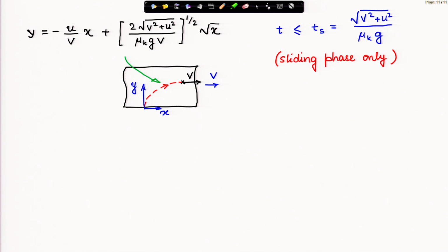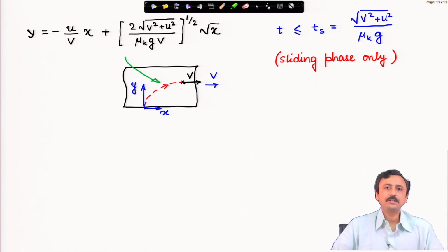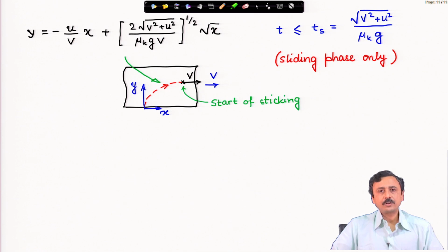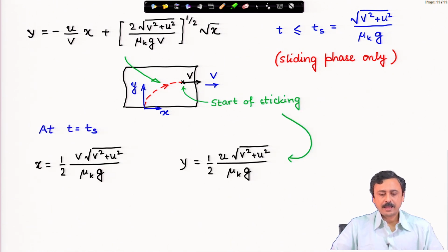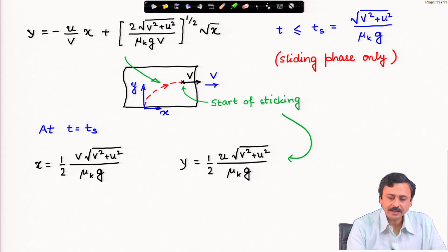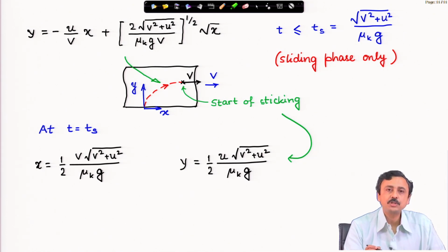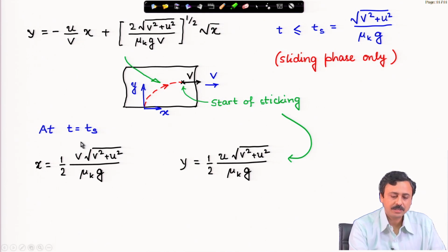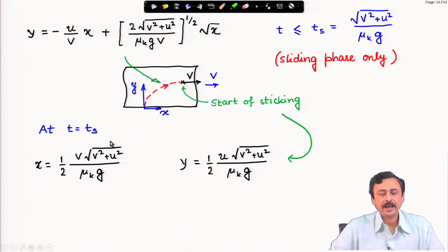At a certain point, Ts, the particle starts sticking to the belt, and then its velocity will be just capital V, it moves with the belt. This is the start of the sticking phase. At time t equal to Ts, let us find out where the particle has reached. Here what I have done is, in the time expression I have substituted time as Ts. So, here t is equal to Ts, and I have found out the x and y coordinates of the cylinder.